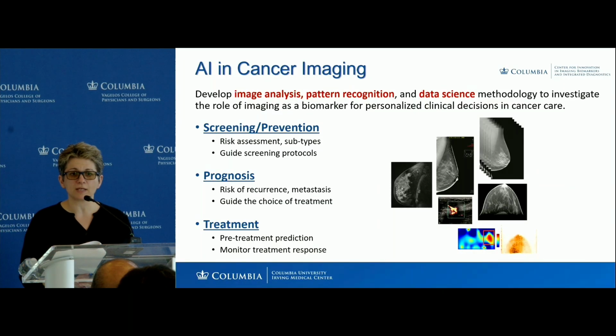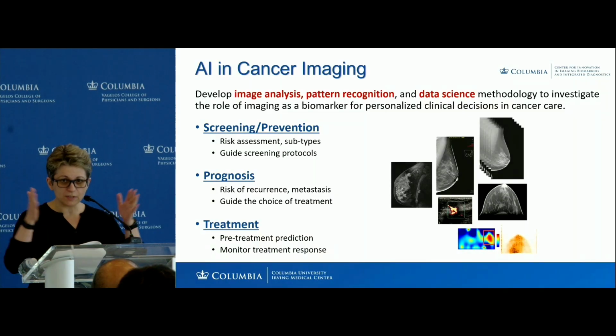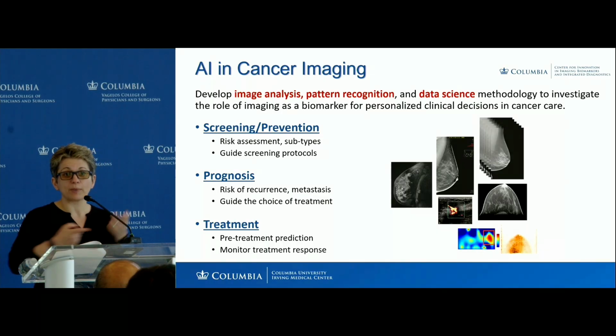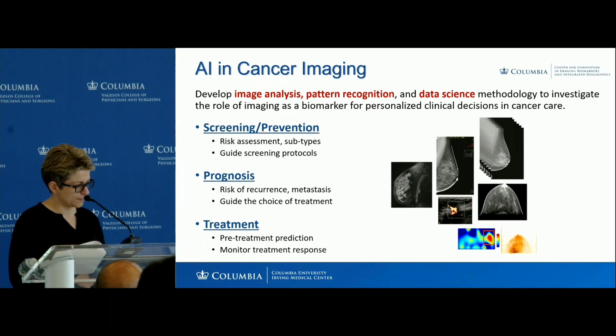The way we see cancer care is in three different separate areas: screening and prevention, prognosis, and treatment. And as an investigator, I'm not necessarily interested to diagnose what's there. I leave that to my very wonderful colleagues here in the room. But again, what I'm really excited about is to predict what will happen in the future and what value imaging can bring into that insight, and what are the implications of those insights.